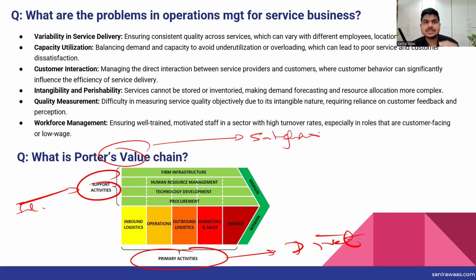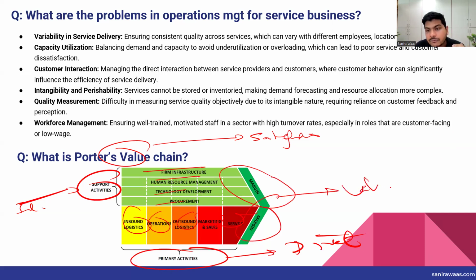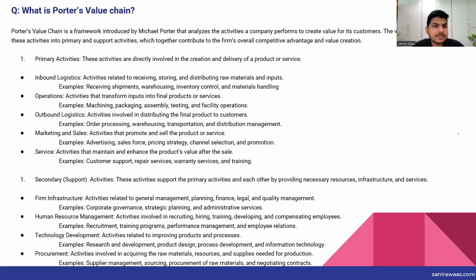So what this diagram suggests is that your primary activities are being pillared by your secondary activities, which helps you derive the margin you want while offering value to the customers. That is the holistic definition of this concept. So what are the primary activities?